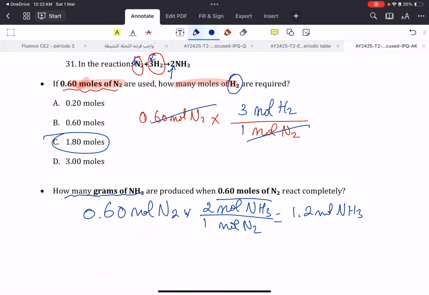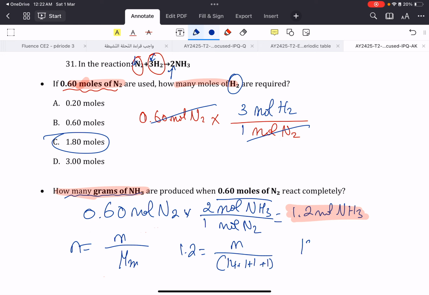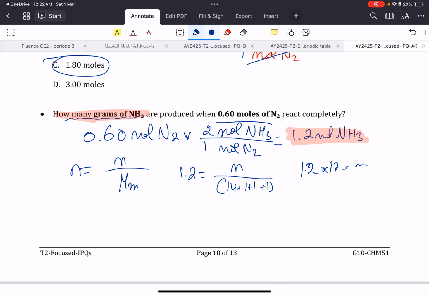And now the question is clear. How many grams of this mole? So we use the formula of mole equals mass over molar mass. So 1.2 equals mass over the molar mass of NH3, which is the molar mass of N plus 3 hydrogens. So it is 17. We continue.